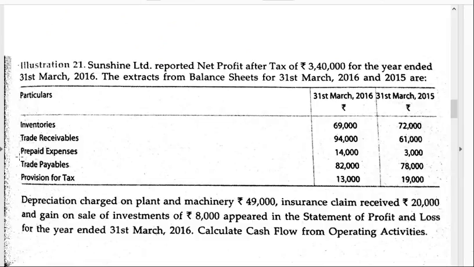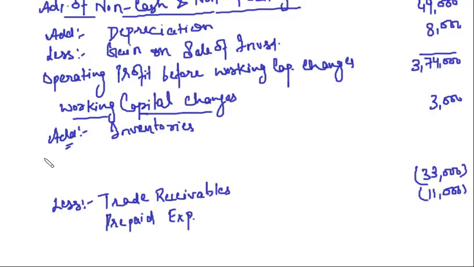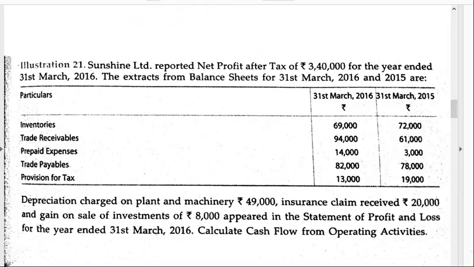Next, trade payables. This is our sundry creditors. Earlier, the sundry creditors or trade payables was 78,000. Now, the amount is 82,000. So, there is an increase in the liability of 4,000 and the current liabilities move in the same direction. That means increase will be added back. So, I will say trade payables. Clear? 4,000.